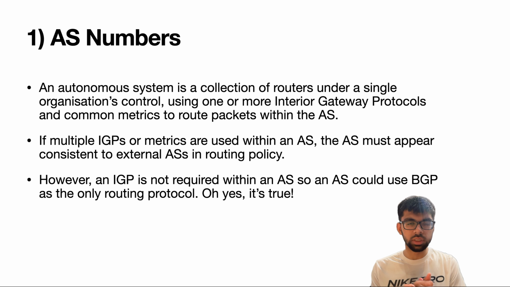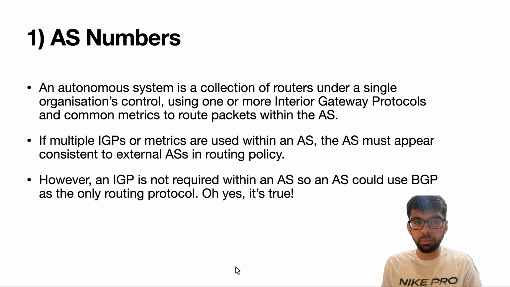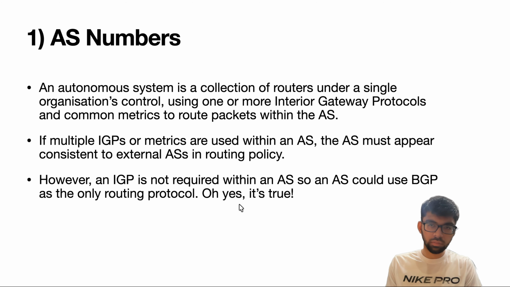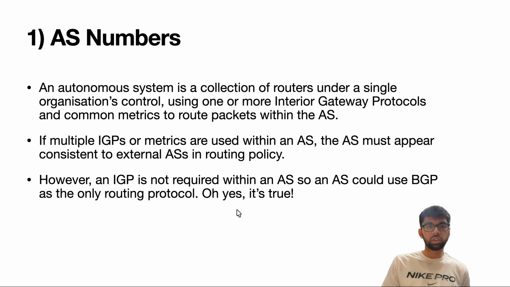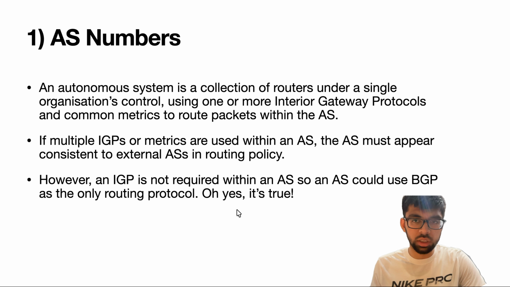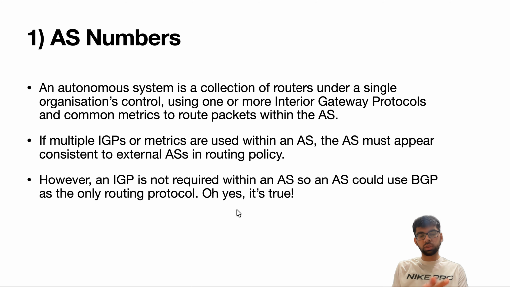So an autonomous system is using one or more IGPs and common metrics to route packets within the AS. Like I said, organizations own these autonomous systems. They're under the control of organizations. It's a collection of routers under a single organization's control. One organization might have one AS, but another organization might have several. It depends on how large those networks are.